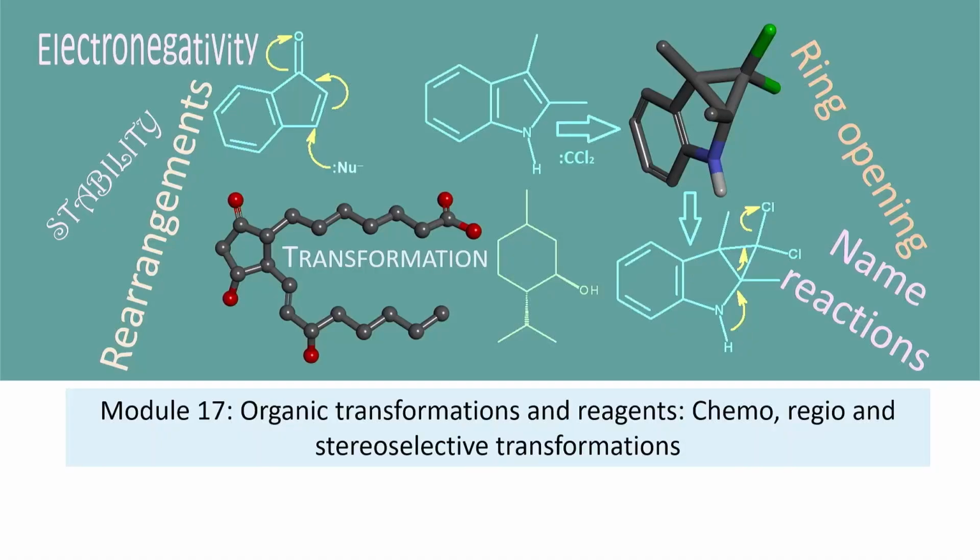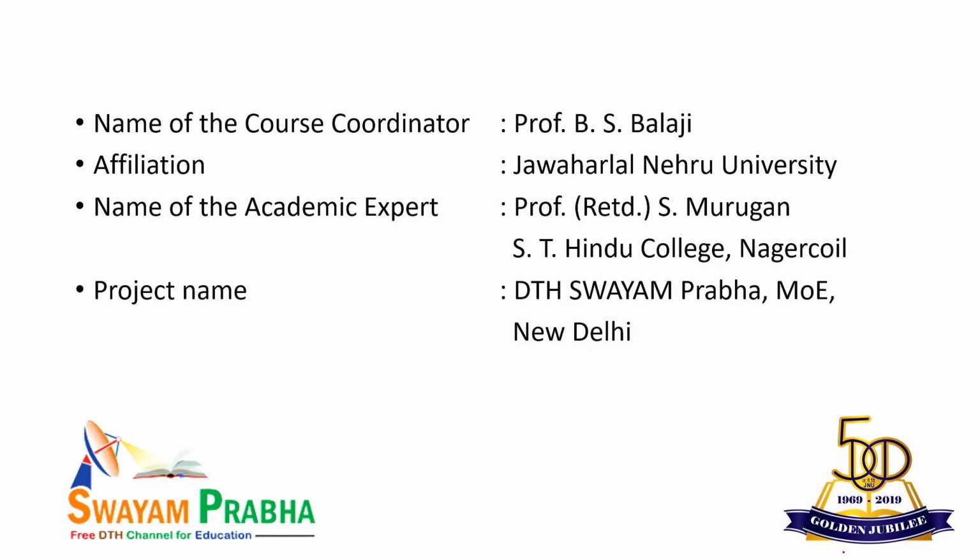A logical and systematic approach to solving organic chemistry problems for CSIR-NET. In module 17, we will be looking at organic transformations and reagents, mainly chemo, regio and stereoselective transformations. I am Professor Balaji, currently working at Jawaharlal Nehru University. This project is sponsored by DTH Swayam Prabha, Ministry of Education, New Delhi.